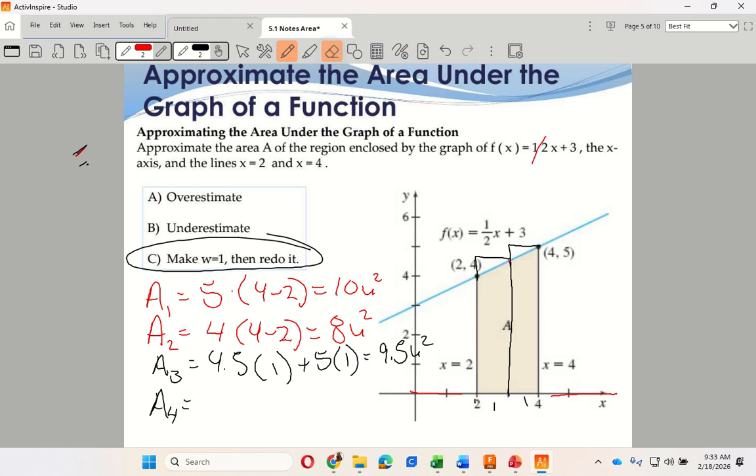All right, so that was the over. Let's do an under. So under would mean I would box it off there. So for this first one right here, what's the height? 4, yeah. 4 times the width of 1, plus right here, this height, which was 4.5, times the width of 1, which is going to give me 8.5 units squared.